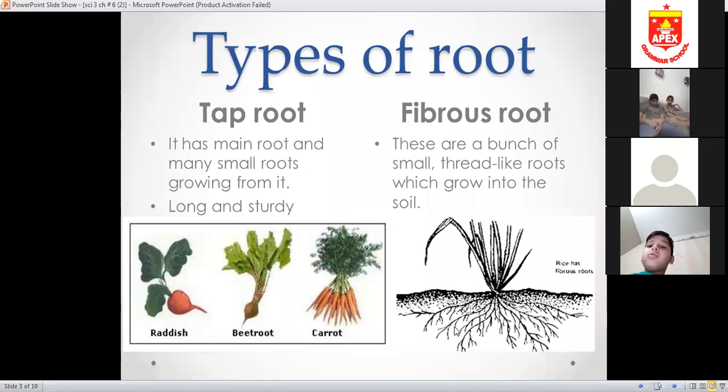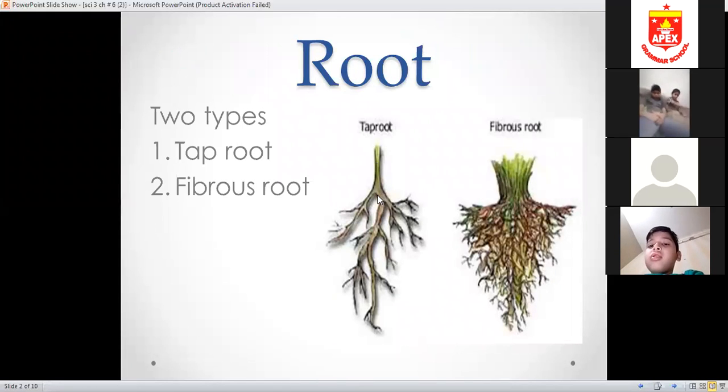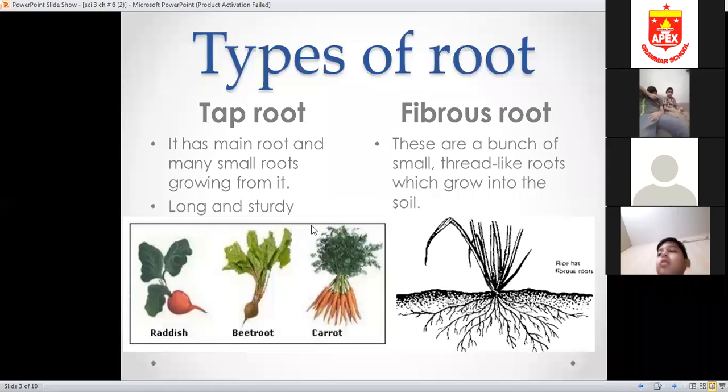So now we will read it. What are these roots? First one is the tap root. It has a main root and many small roots growing from it. In the previous picture, you have seen many tiny roots further growing. I am going to move it back so you can see it clearly. This is the main root, and from this main root many tiny roots are further growing. These roots are long and sturdy. Sturdy means very strong. I have given you the examples: the radish, the beetroot, the carrot. They all are examples of tap roots.